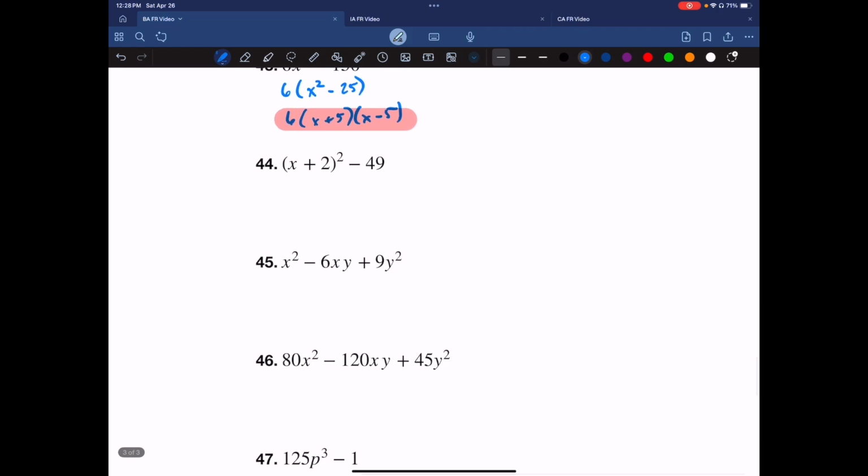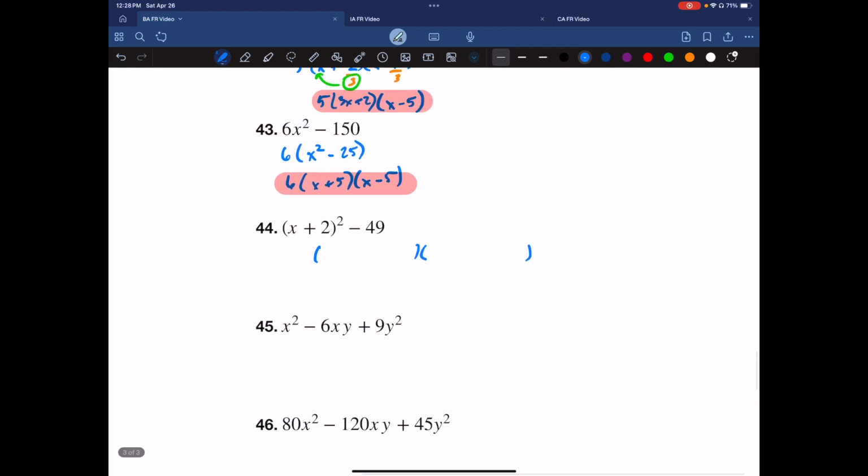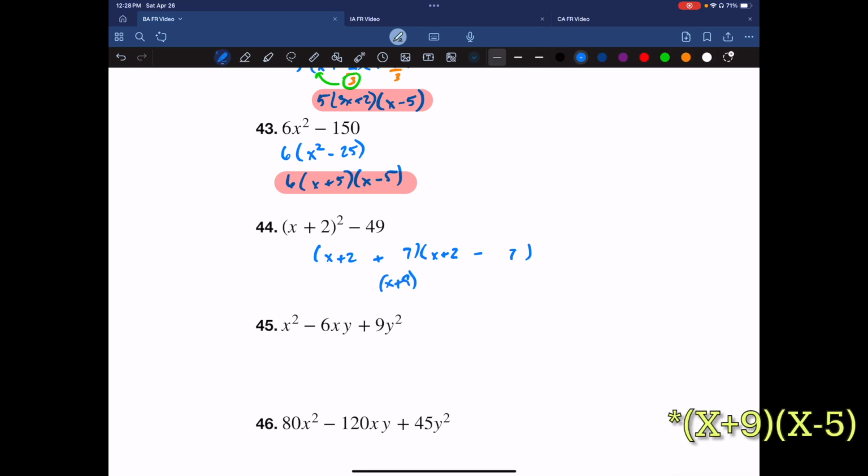I like 44 because it is a difference of 2 squares, but it presents a bit of a challenge. So like on 43, the inside of that was x squared minus 25. That was a difference of 2 squares, and it gave you x plus 5, x minus 5. Same thing here on 44. It just so happens that my first term is x plus 2, and so I put it in both. My square root of 49 is 7, so I put in 7, and you have plus and minus. That's all you do, and then you just clean it up. So it's going to be x plus 9 and x minus 7.